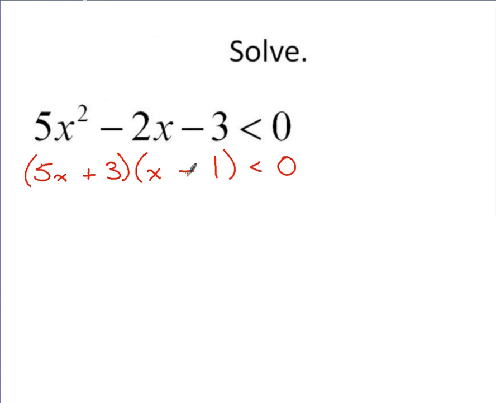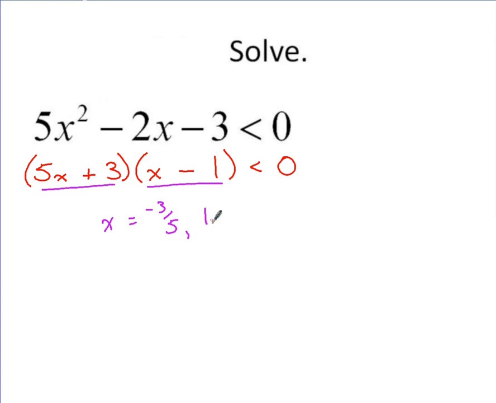Now you take each of your factors and set each equal to 0 and solve for x. This gives you what I've been referring to as critical values. From the first factor, if 5x plus 3 equals 0, solving for x, subtract 3 over, divide by 5, I get negative 3/5. Second factor, x minus 1, if that equals 0, then x is 1.